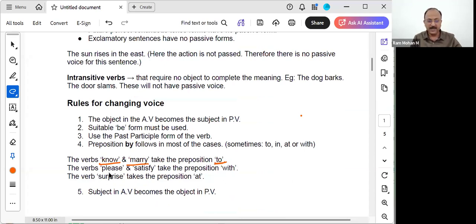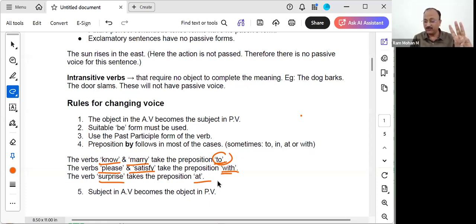If the verbs please and satisfy are there, the preposition with will be used. We say he is pleased with or he is satisfied with. He is married to. He is known to us. Sita is known to us. Sita is married to Rama. Pleased, satisfied means we'll be using with. Suppose the word surprise is there: I am surprised at what you told me. Surprise means we'll say at.